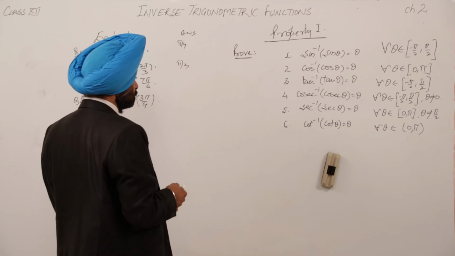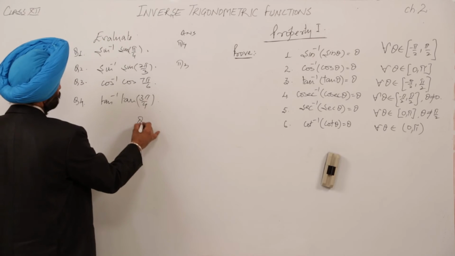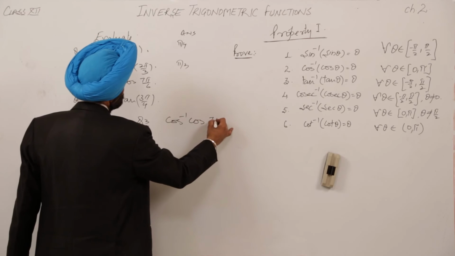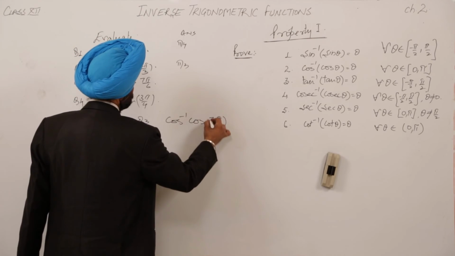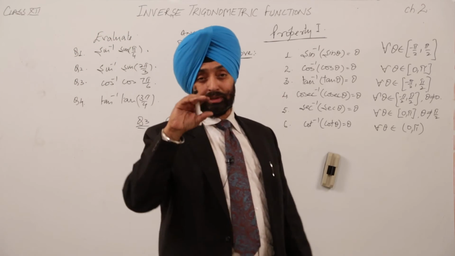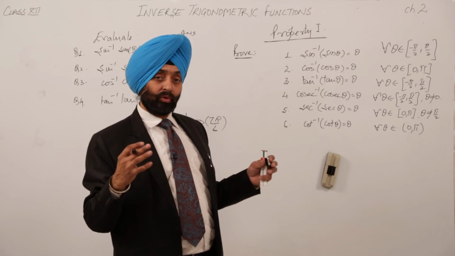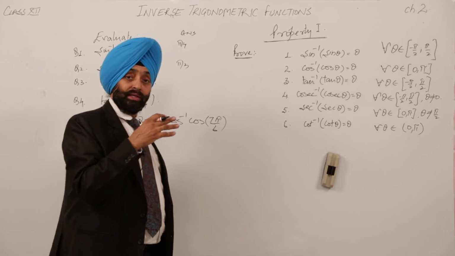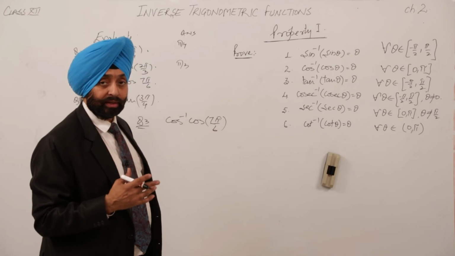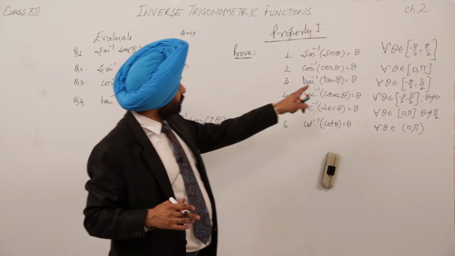Now the third is 7 pi by 6. Question 3 is cos inverse cos 7 pi by 6. Now again, 7 pi by 6 means what in degrees? It is good if you convert into degrees, because from when you were small kids, you have been working with degrees. So 7 pi by 6 means 210 degrees.